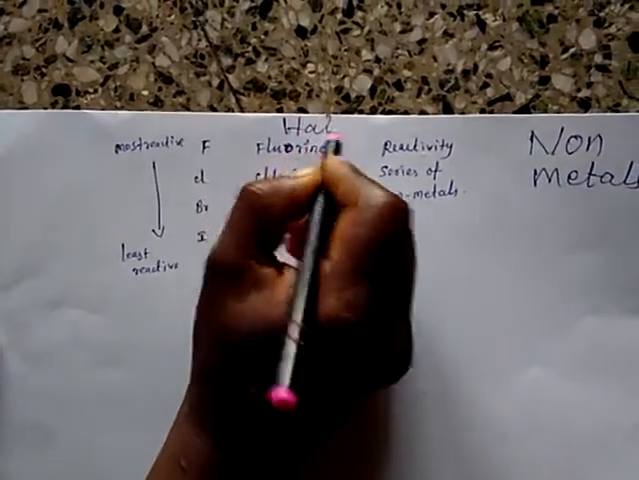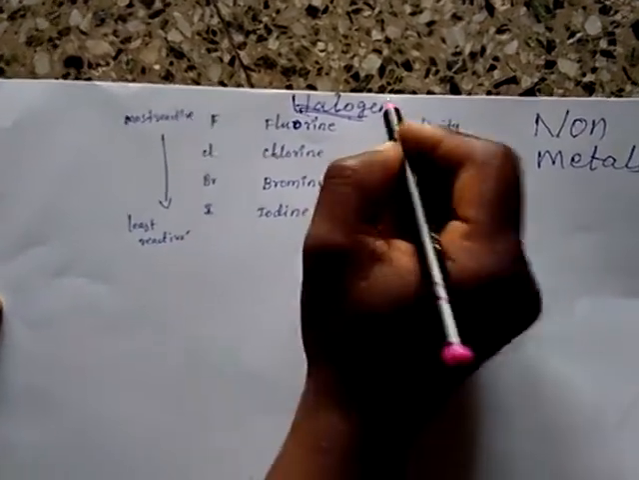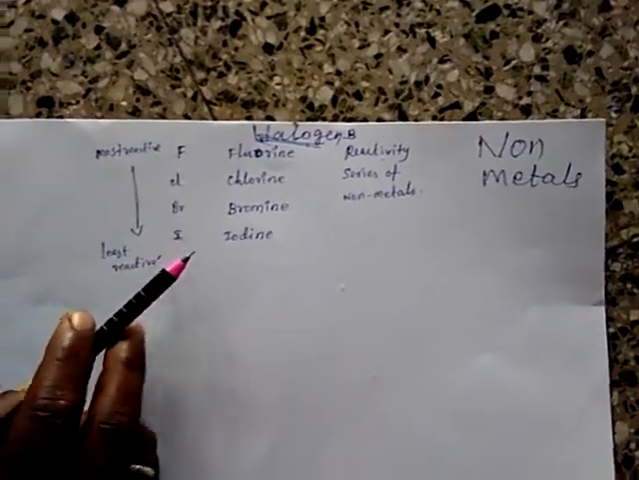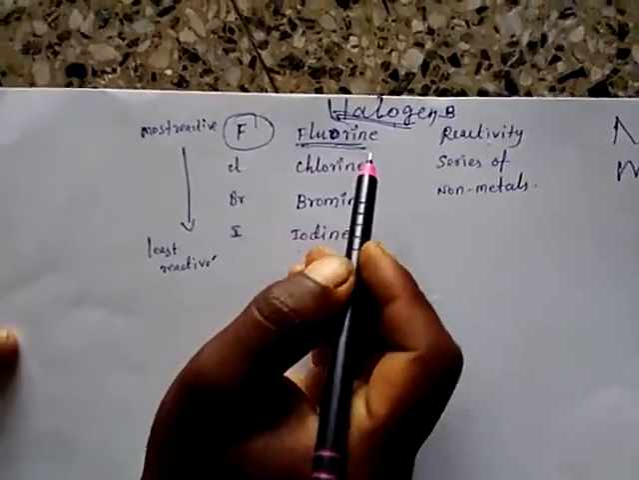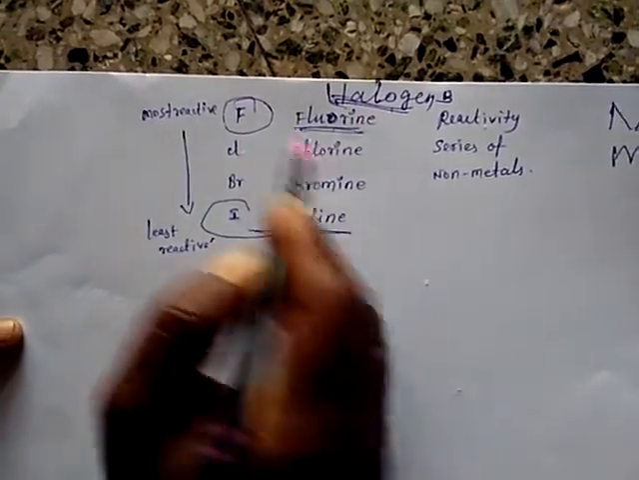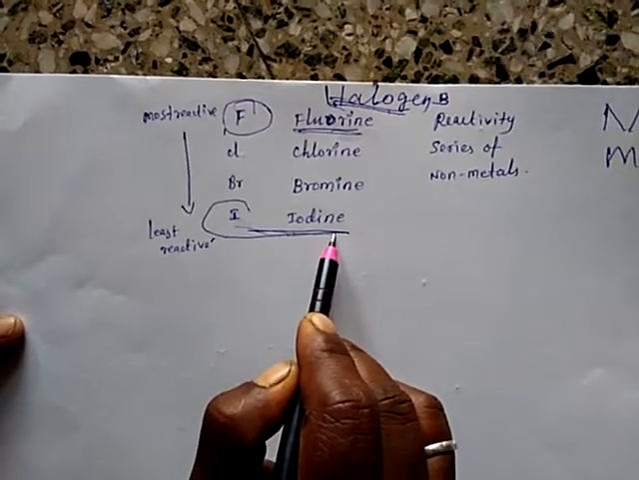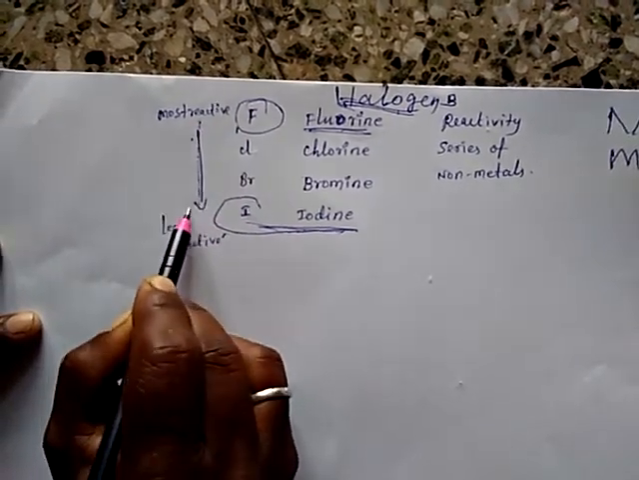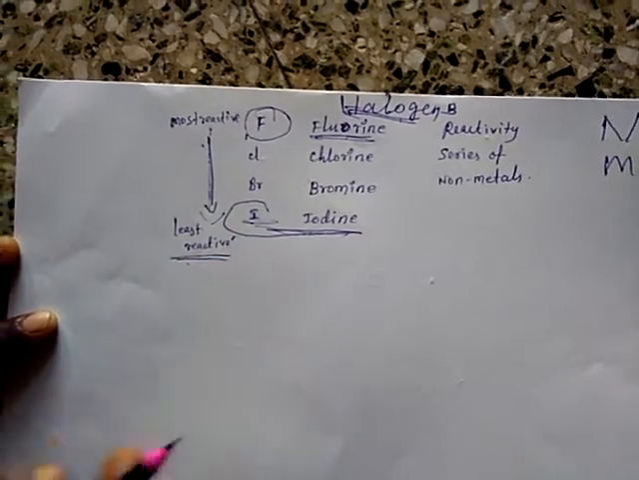The halogens: this is what a simple reactivity series for important halogens looks like. Fluorine is most reactive and iodine is the least reactive.